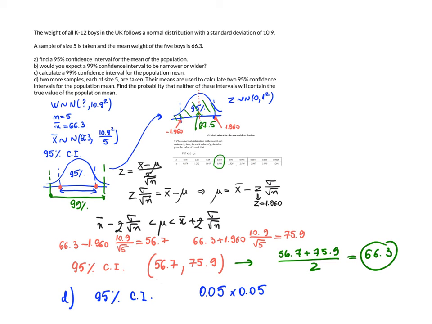Sometimes you are asked to find n given the length of the interval. That's a formula that is quite useful. It is not in your formula sheet. And the length of the interval will be the difference between the upper bound and the lower bound of the interval. So it's 2z sigma over square root of n is the length of the confidence interval.